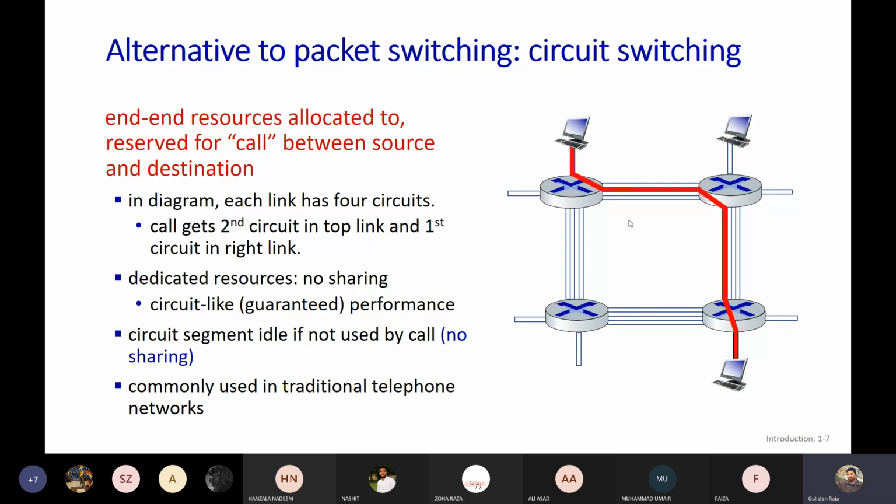The assumption is that many users will not be talking at the same time. It's not like 1 million people are talking, so 1 million connections will be there. They assume that a certain number of people will be talking at the same time. If the number of users increases beyond the number of available circuits, then an additional user will not be able to establish a call until some other user becomes free.